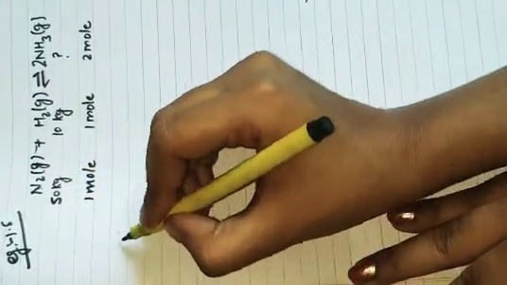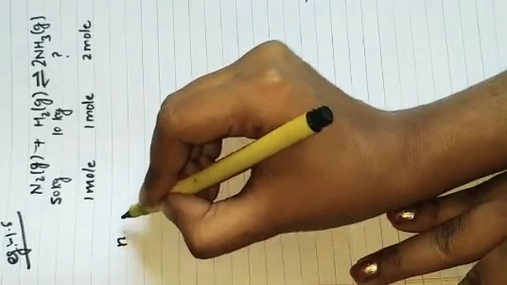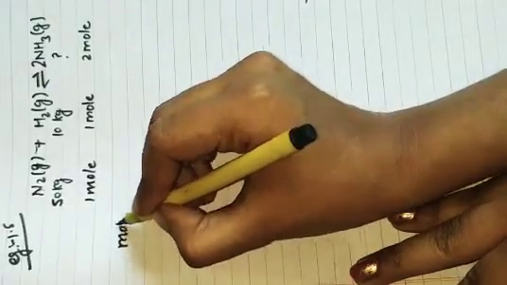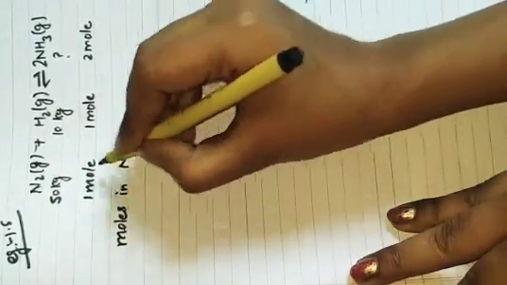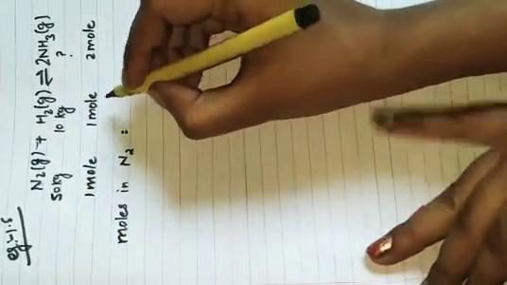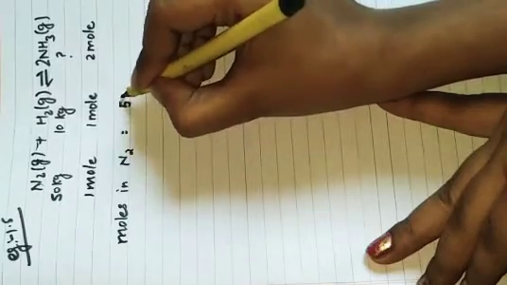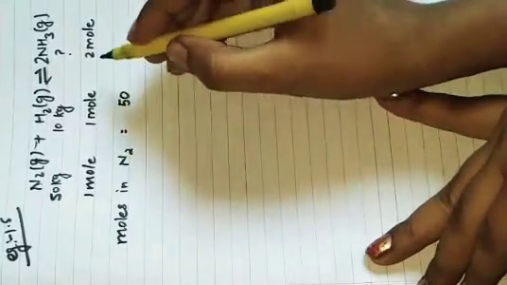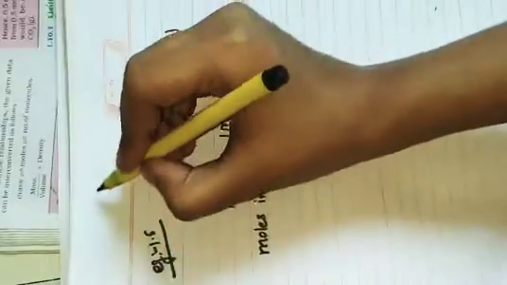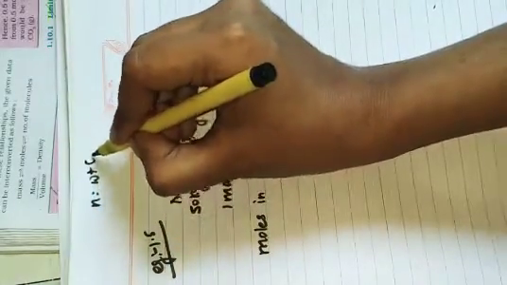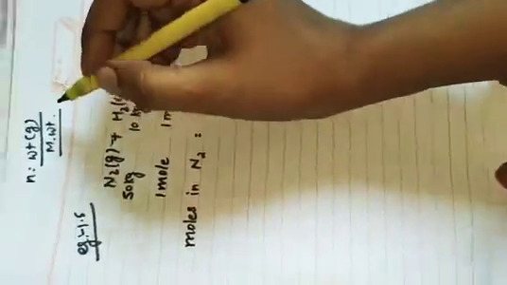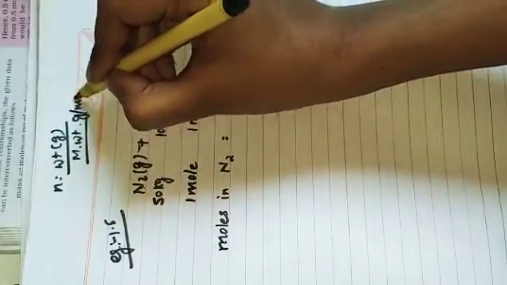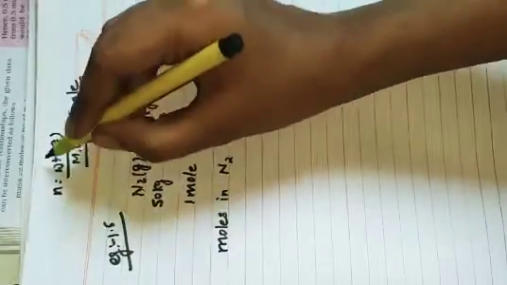So calculate the number of moles in N2. How much N2 is there? 50 kg. The formula is: number of moles is equal to weight upon molecular weight. Weight should always be in grams. The formula is n equals weight upon molecular weight. Molecular weight is always written in gram per mole, so the n value you will get is in moles. Gram will be cancelled out.